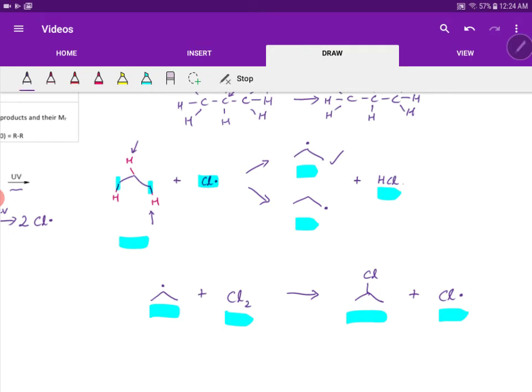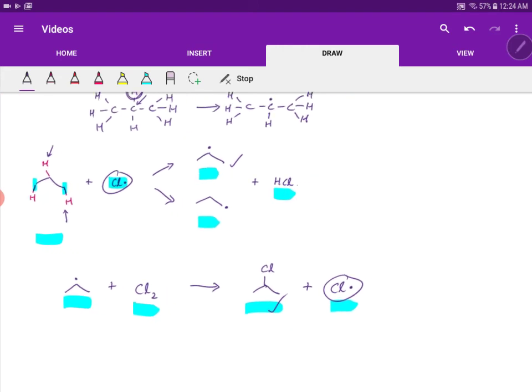Have we obtained our product? Yes, we have. So we have achieved our goal here. Notice Cl radical was formed here, and Cl radical was used at the start. So in the propagation step, the Cl radical is a catalyst. This is one of the important points that you need to take note of.